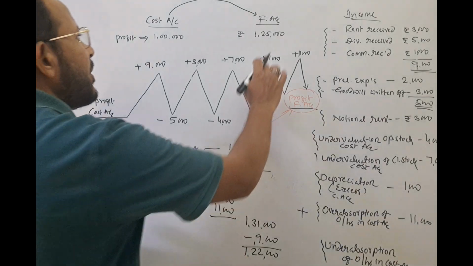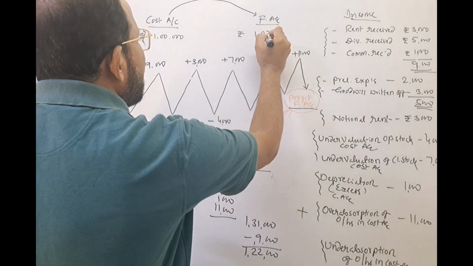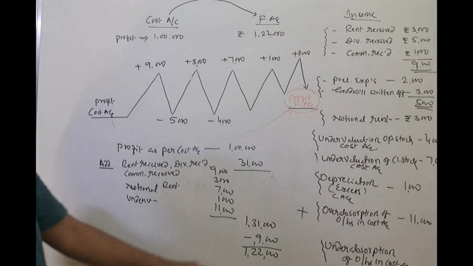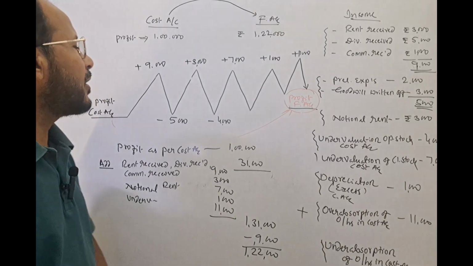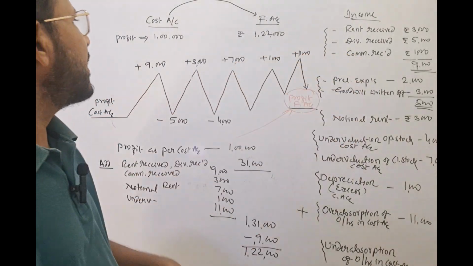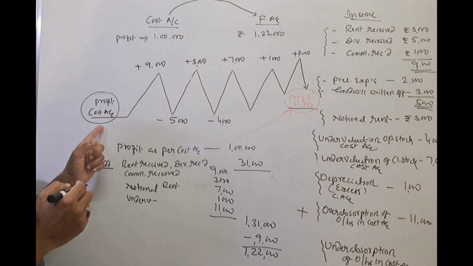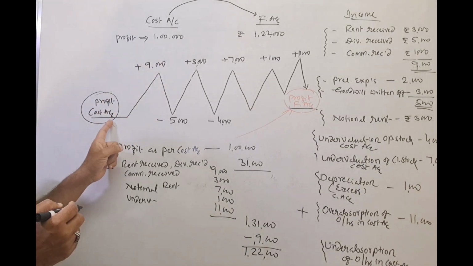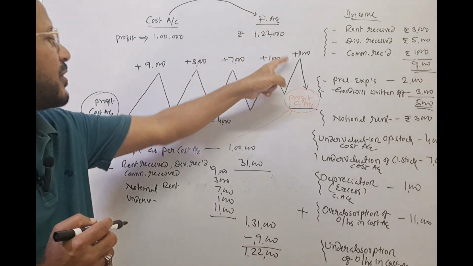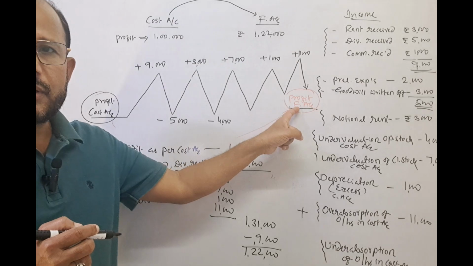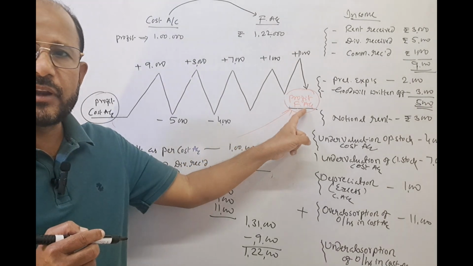But here we can make this target as 1,22,000, because only after making the adjustments we come to know the profit as per financial accounts. Just I had taken some figures here. Now you see, we started from costing profit, rupees 1 lakh. Then to this we added certain items and we deducted certain items. After that we reached our target, that is the profit as per financial accounts.